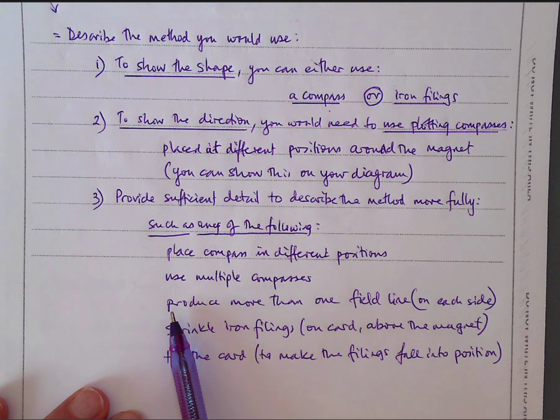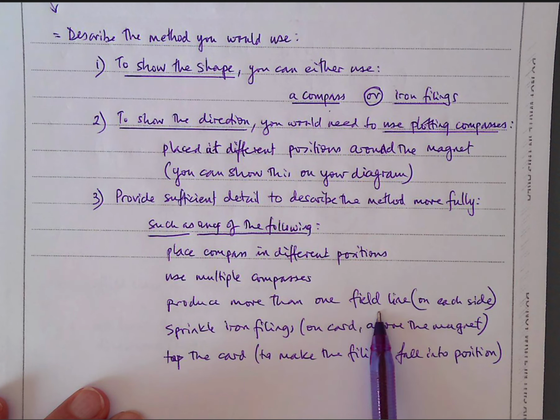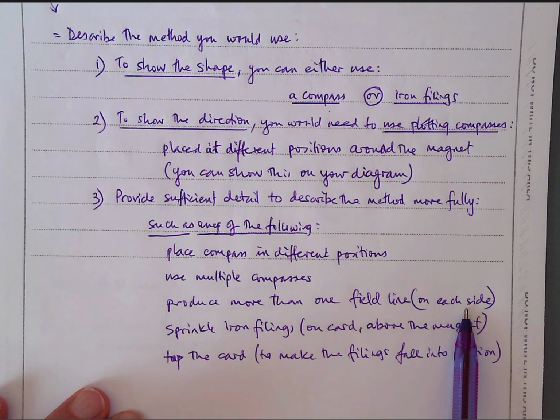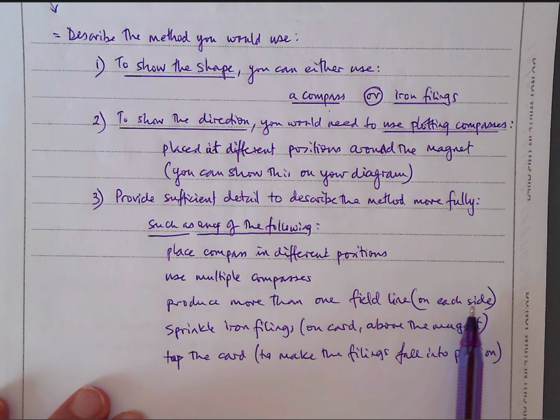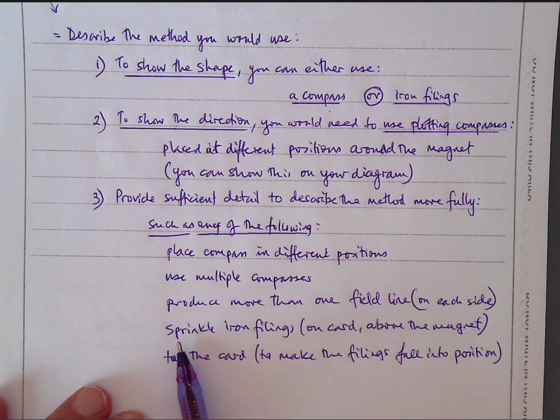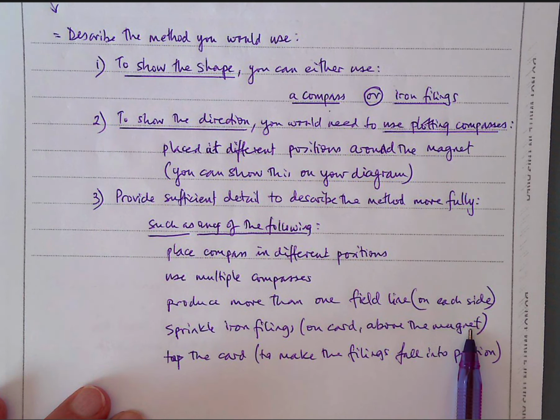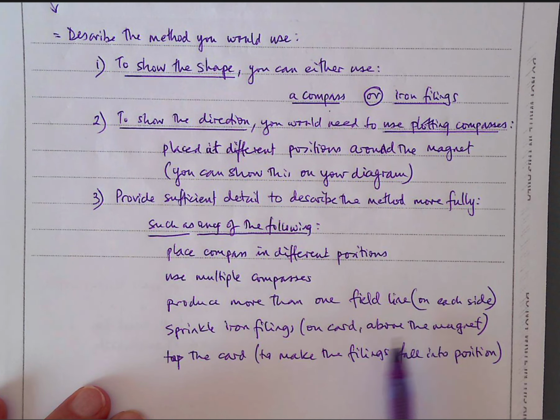Here's another way you can get another mark: make sure you produce more than one field line. You shouldn't just do one field line on each side of the magnet, because you want to show that the pattern is symmetrical. The alternative way is you sprinkle iron filings on card above the magnet, so you don't sprinkle the iron filings directly on the magnet. Any additional detail could get you the 3rd mark, and this says tap the card to make the iron filings fall into position.